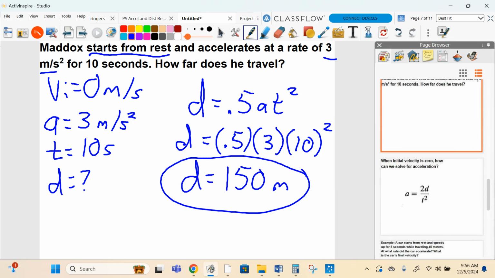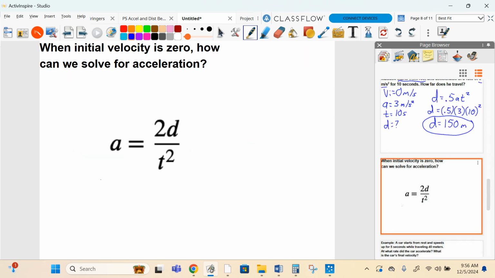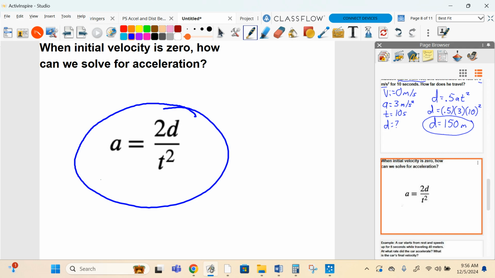Now, we don't always just solve for the distance. Maybe sometimes I want to solve for the acceleration. With our initial velocity as 0, when I rearrange the equation for a different variable, this ends up being the other version of the equation too.